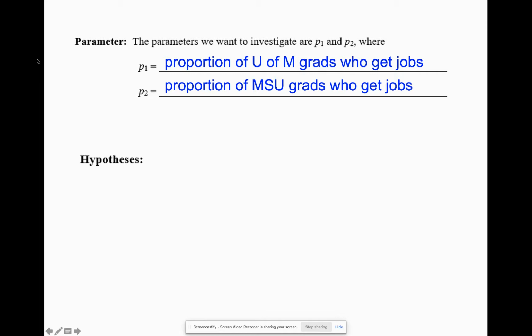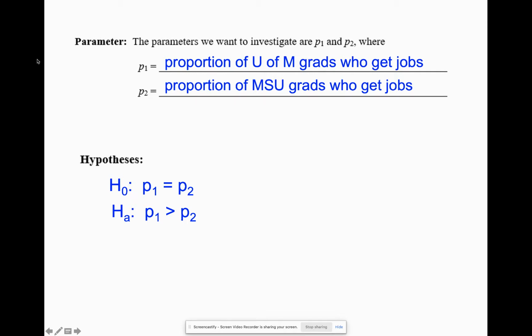Now, for our hypotheses, there are a couple of different ways that you can write them. Remember, we are going to assume that the proportion of grads who get jobs are the same, regardless of what college you go to. So our null hypothesis will be that P1 equals P2. And we're speculating that U of M grads get jobs more often than MSU grads. So our alternative is that P1 is greater than P2. And this again kind of illustrates why it's important to define which one is P1 and which one is P2, because if you flip-flop those and have MSU be P1, then that would change the direction of your inequality. So it's really important to define those.